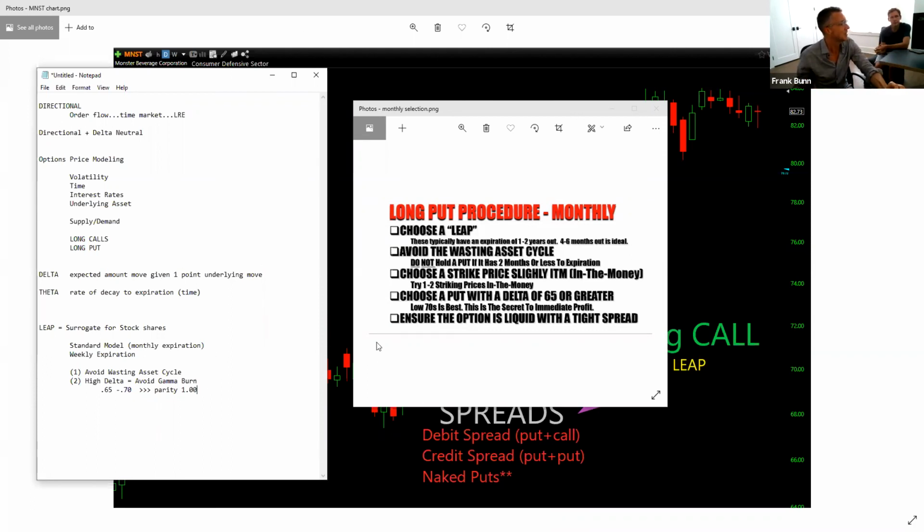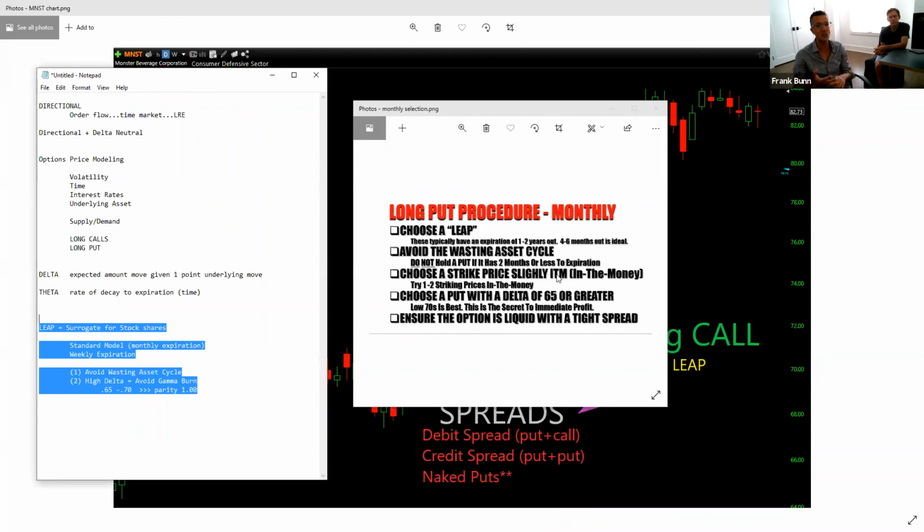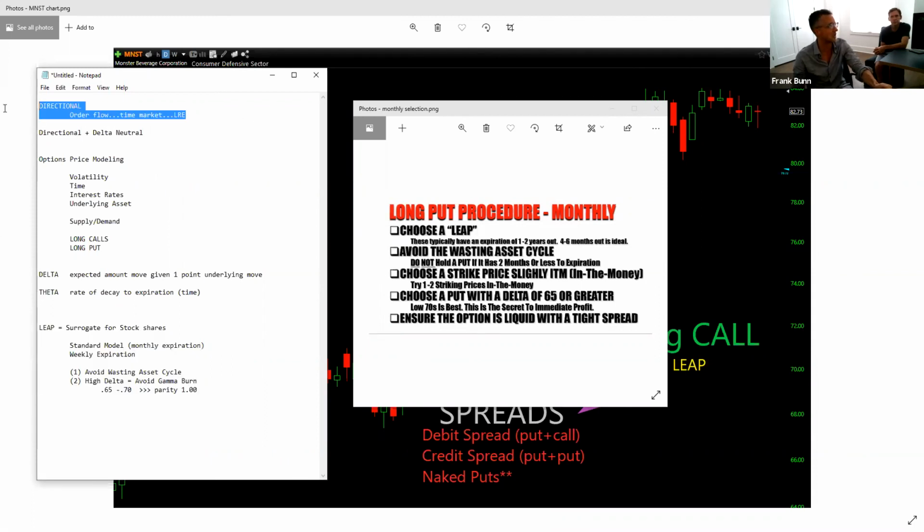All right. The last thing is we want to ensure that the option is liquid with a tight spread. Okay, so this is how we're going to take a quick, easy way in just a few minutes without having to know all the science and the math behind option pricing, that you can choose an option that will take off as soon as your stock does, given the fact that you understand directional order flow, how to create low risk entries or how to find them and how to exploit them.